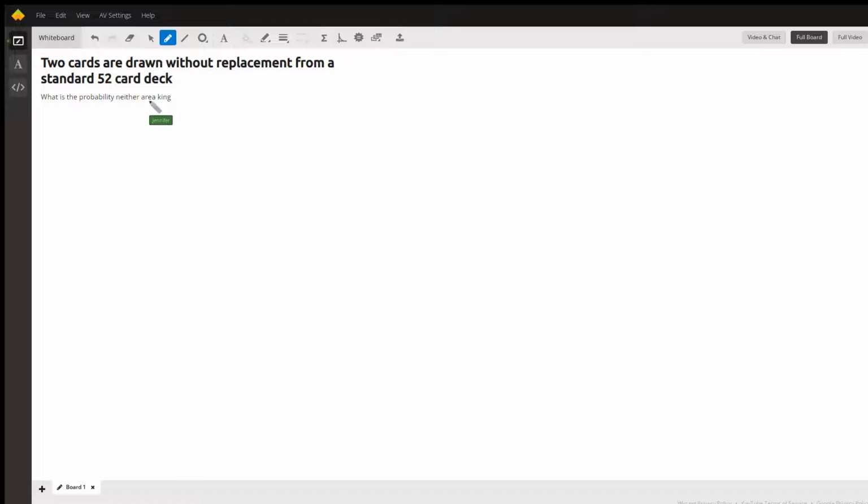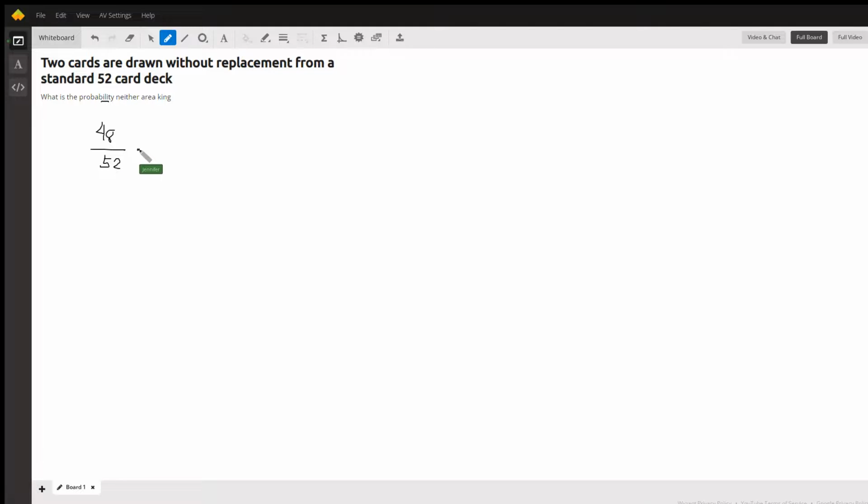Because this is no replacement, for the first card that you draw, the probability that it is not a king would be 52 minus 4, right? So there are 48 that are not kings. So 48 over 52, that's your chance of not getting a king on the first try.